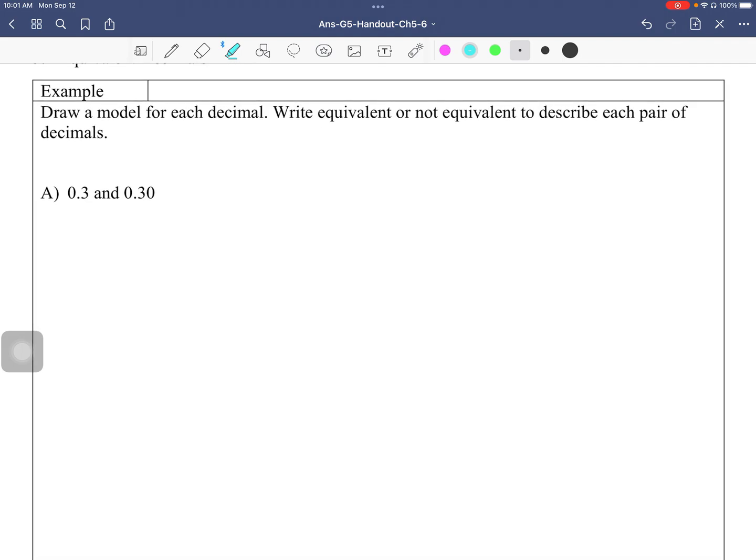So now draw a model for each decimal, and we want to see if it's equivalent or not equivalent. In this case, when I draw a model for 0.3, a square is 1. So this is 1, and this square is 1, this algebra tile, this number is 1, so 0.3 is when I dissect it into 10 units.